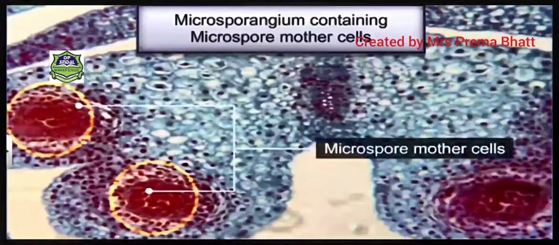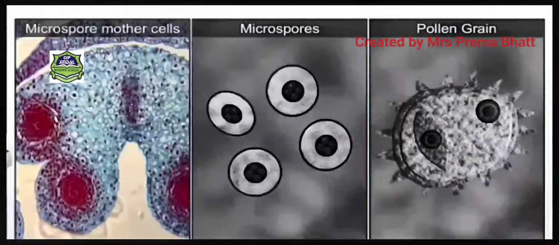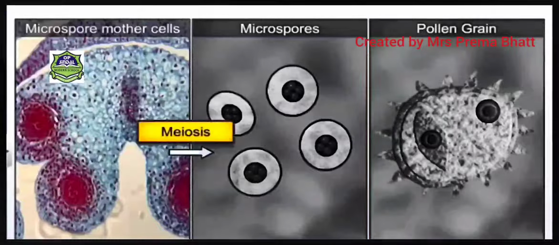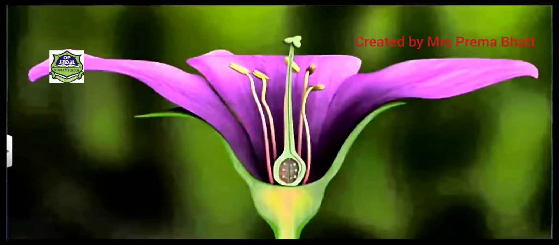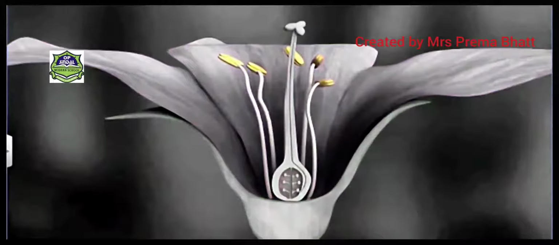Inside the anther, there are microsporangia. Each microsporangium has microspore mother cells which undergo meiosis to produce 4 microspores, and all these 4 microspores develop into pollen grain, which is the male gametophyte.